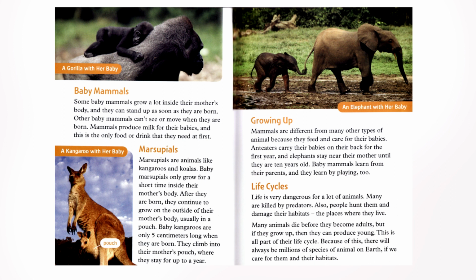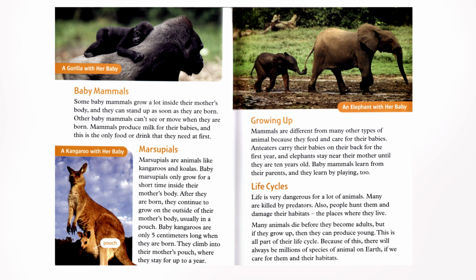Growing up. Mammals are different from many other types of animal because they feed and care for their babies. Anteaters carry their babies on their back for the first year, and elephants stay near their mother until they are 10 years old. Baby mammals learn from their parents, and they learn by playing, too.